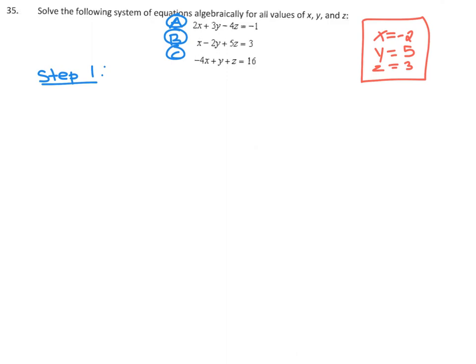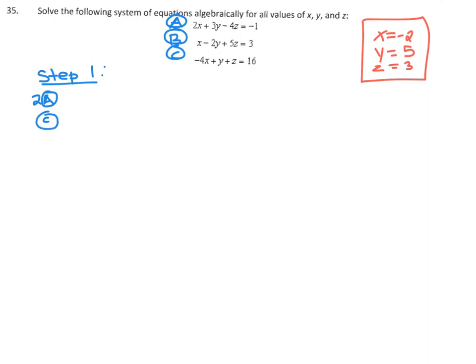So I'm going to first start off lining up equation A and C, because think about it. C has a -4x. If we multiply equation A by 2, then 2 times 2x is 4x. Wouldn't a positive 4x and a negative 4x cancel out? Okay, so I'm going to do 2 times equation A, and I'm going to add to that equation C.